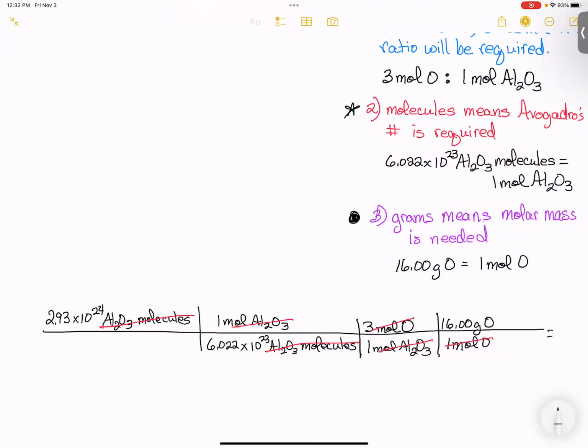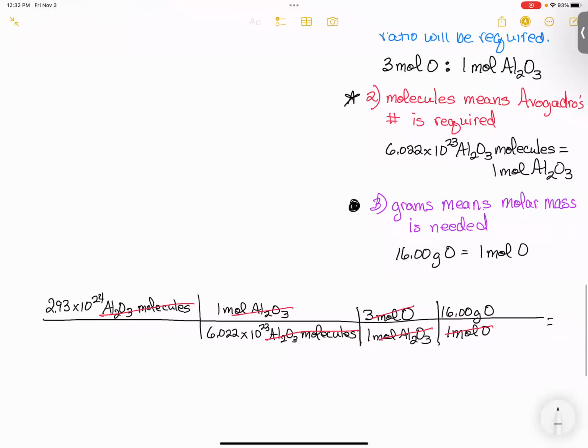You're ready to key it into the calculator. And when you key this into the calculator, you will get 234 grams of oxygen as your answer.